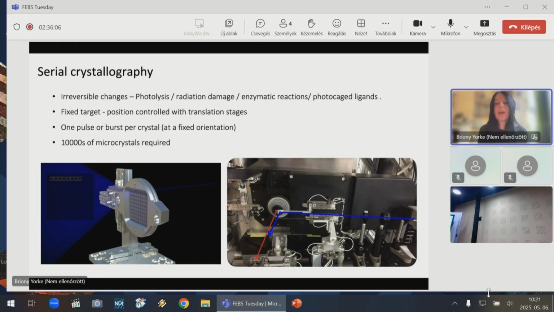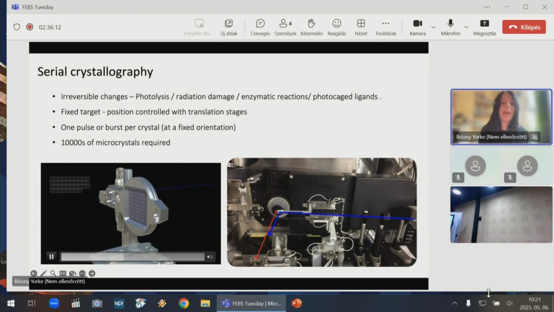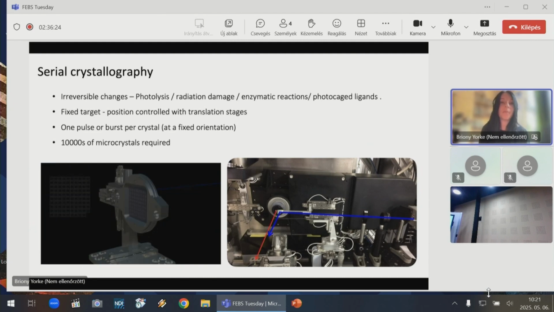In the experiments that I'm going to talk about today, we use fixed target data collection. So that means we have chips. These contain 8 by 8, what we call city blocks. And within each city block, we have 20 by 20 wells in which we can pipette crystal solution. And this is quite a convenient way to do our experiments.